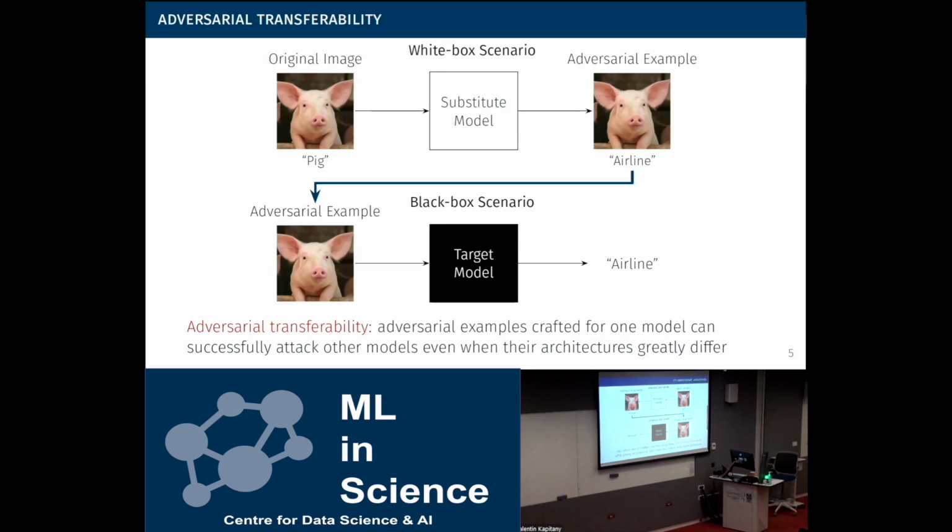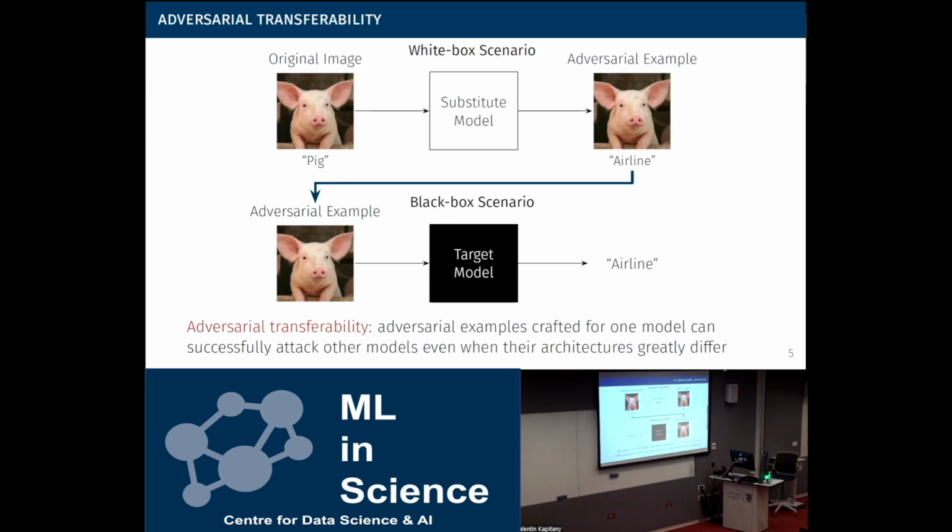So for example, if we have a computer image recognition system using VGG, we can use a substitute model such as a ResNet. So is there a way we can train a model on a substitute model and make sure this attack can transfer to our target model? This property is called adversarial transferability. That means adversarial examples crafted for one model can successfully attack other models that might differ quite dramatically. So how can we achieve this property?